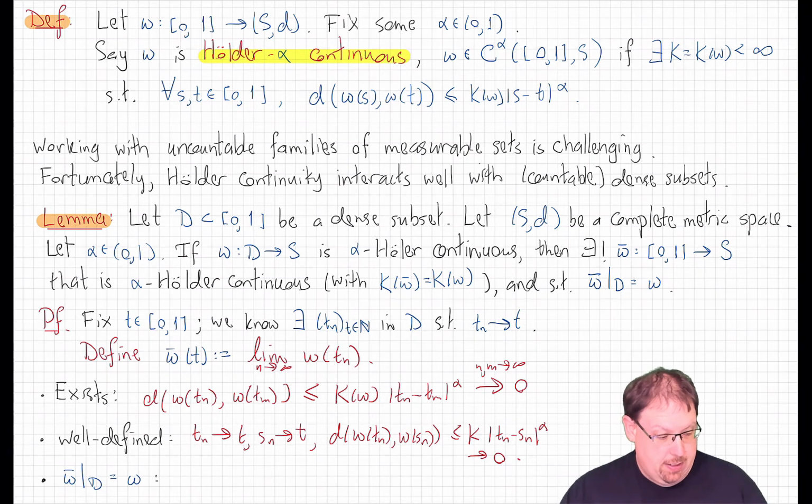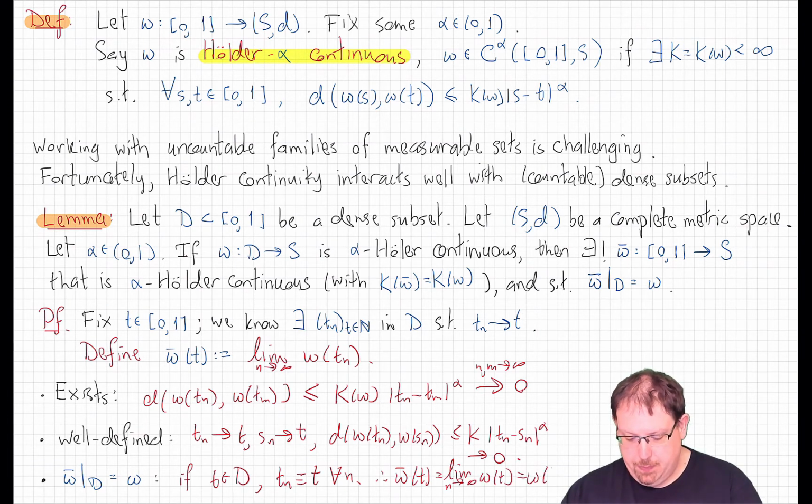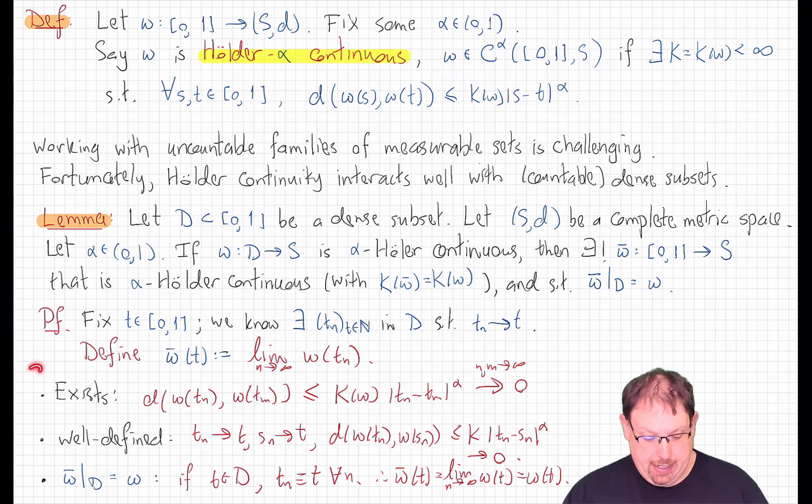And finally, we need to see that omega bar is actually an extension of omega. Well, if t is any time in D, we can just take Tn to be the constant sequence t, t, t, t, t, etc. And therefore, omega bar at t will be defined to be the limit as n goes to infinity of that sequence, which is just the constant omega of t, which is omega of t. Therefore, on D, omega bar and omega agree. And that shows that we have a well-defined extension here.